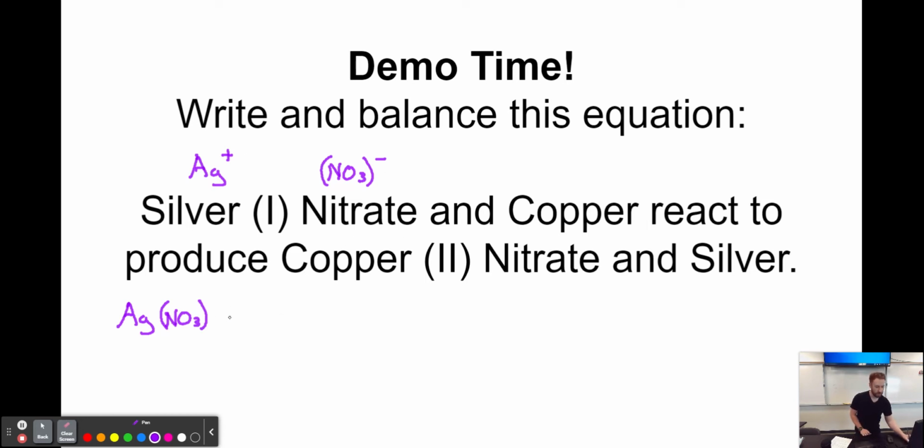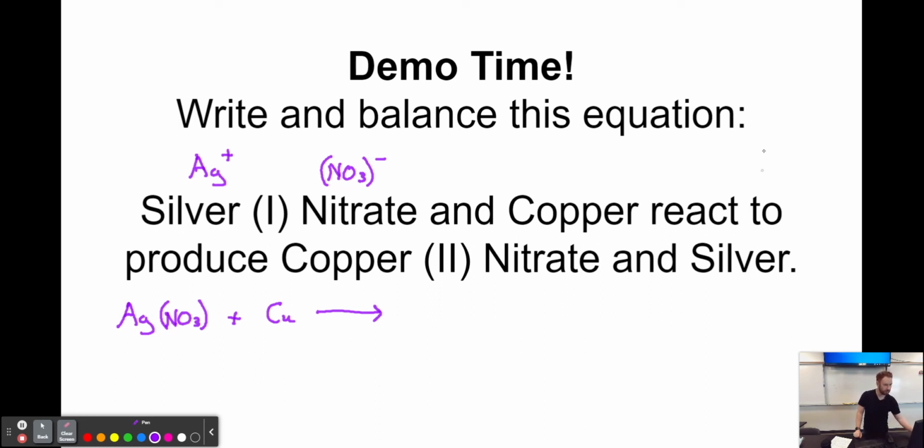That's going to react with copper, which is Cu. Now, since it's by itself, I have to go through my list of diatomic elements. I have no bright or clever friends. Copper is not one of those 7 elements, so I'm just going to leave it like that and not put a 2 after it. Those things react to form copper 2 nitrate and silver.